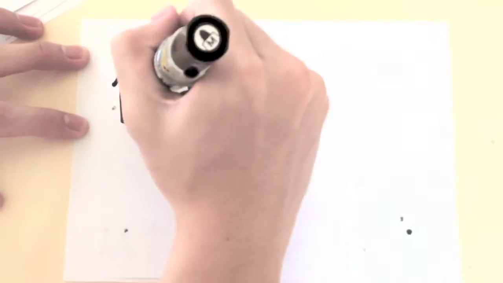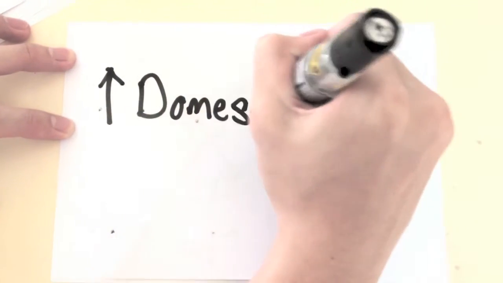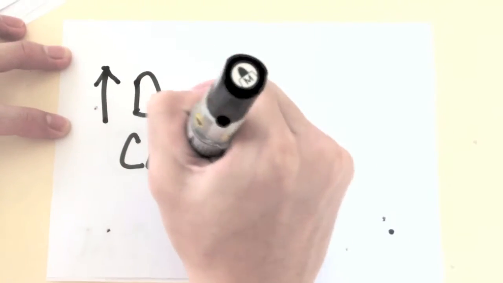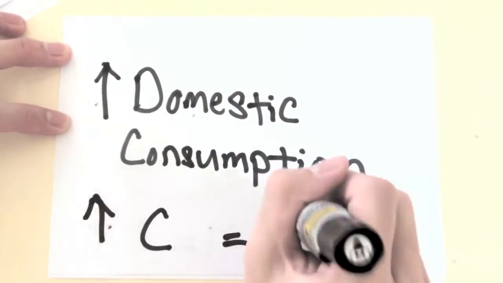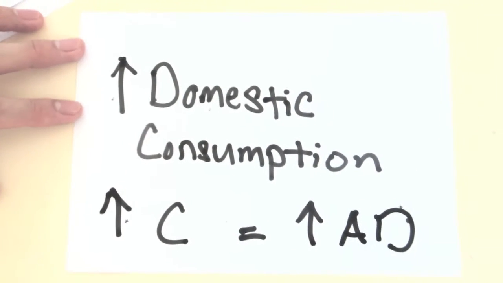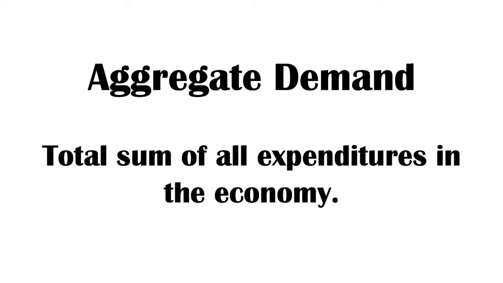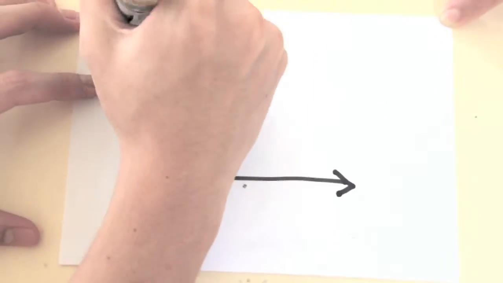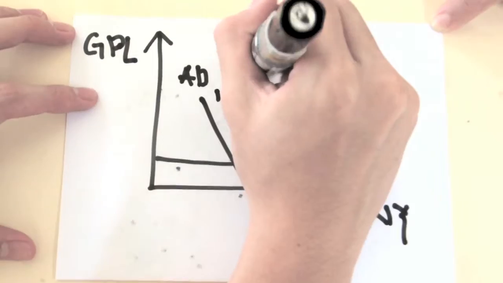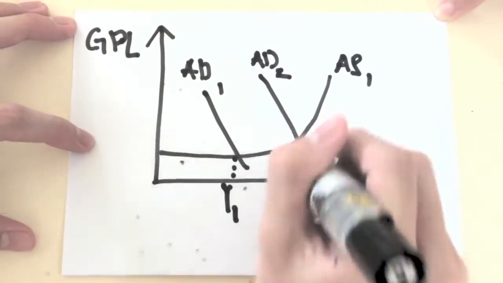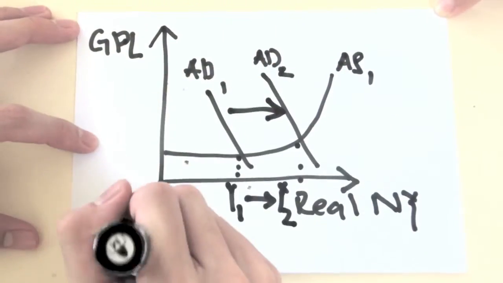Secondly, China's government has been actively trying to promote domestic consumption, which increases consumption expenditure and hence increases aggregate demand as well. Aggregate demand. It is the total sum of all expenditures in the economy. Therefore, an increase in aggregate demand would cause an increase in the real national income. Hence, this indicates actual growth.